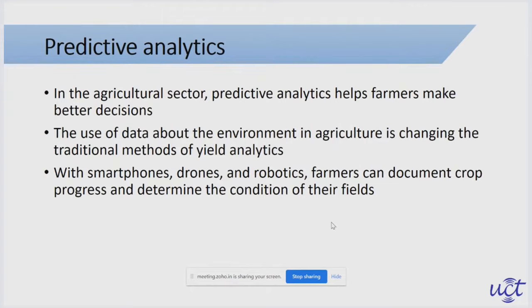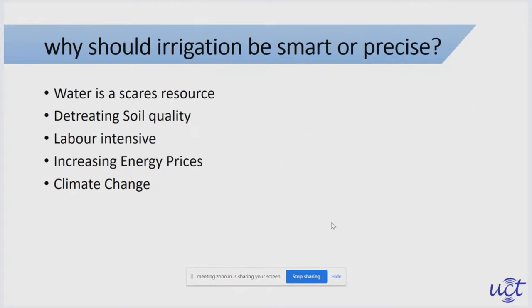So this is how AI is being used in agriculture. But today we are only focused on IoT and smart irrigation. Maybe we will cover this in our upcoming webinars. So now the question is, why should irrigation be smart or precise?